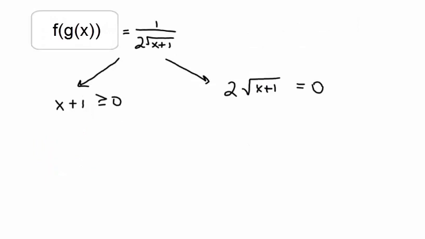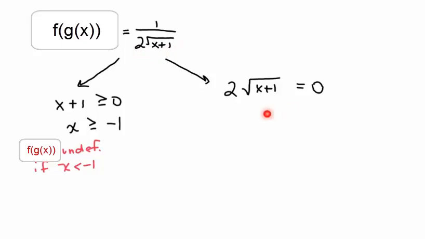Here's where things get a little bit trickier because we have this radical inside the denominator. We do have to set that radical greater than or equal to 0 and solve. So we do get x must be greater than or equal to negative 1. And this implies that our function is undefined if x is less than negative 1.